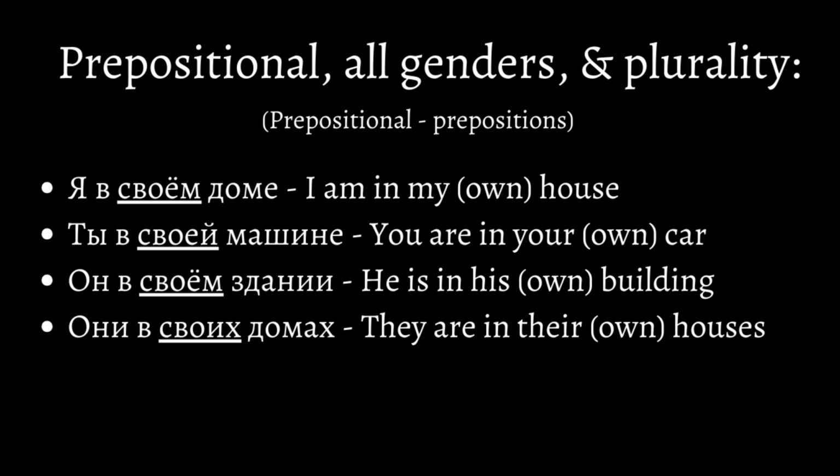Finally, we have свой in the prepositional under every gender and plurality, and the prepositional works with prepositions. Я в своем доме, ты в своей машине, он в своем здании, and они в своих домах. The nouns also change to fit the prepositional. In conclusion, this is how reflexive and possessive reflexive pronouns work in Russian.